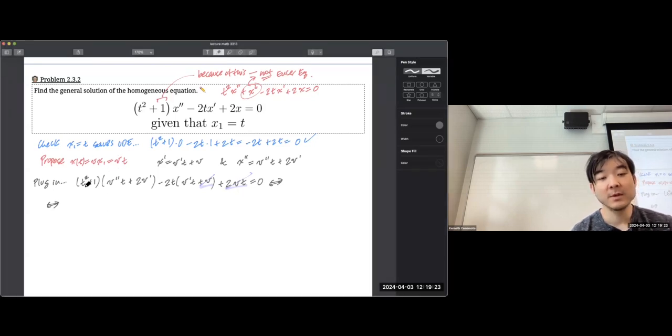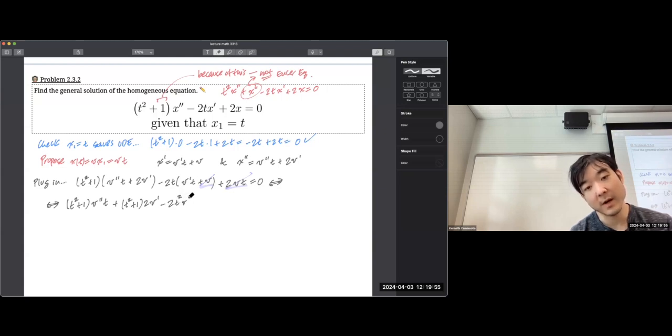I'll just distribute this, so I'll just write it this way. Instead of foiling, I'll just do t squared plus 1 times this v double prime t. That gets distributed to this. And then I'll distribute this to this. So it's going to be t squared plus 1 to v prime. And then this is gone. There's only this term left on this one. It's going to be t squared. There's 2 t's, so it's going to be t squared v prime. It's equal to 0.